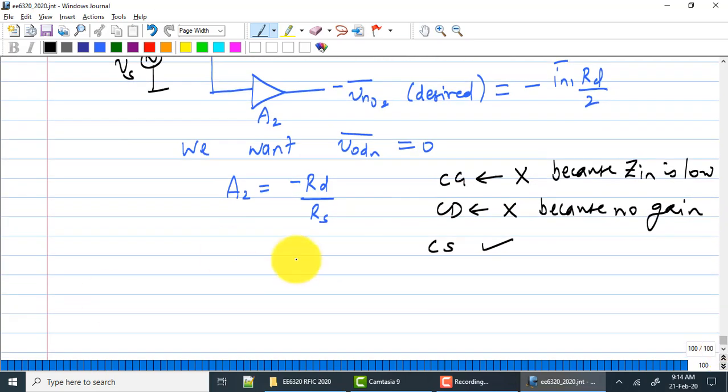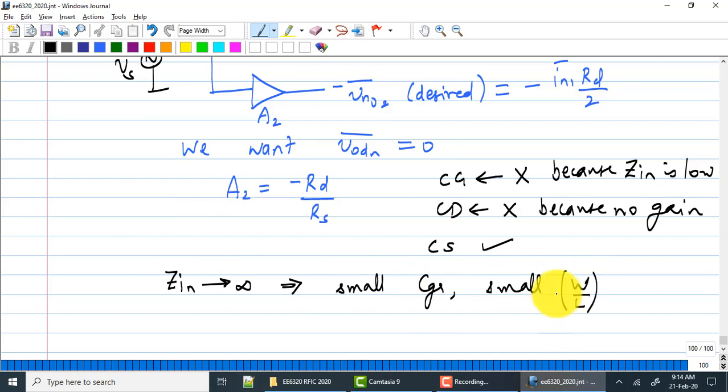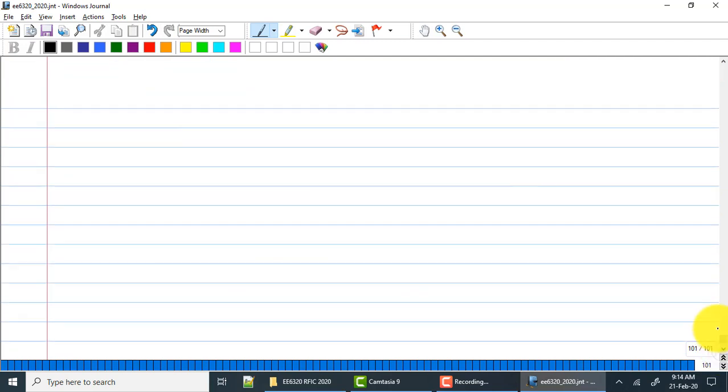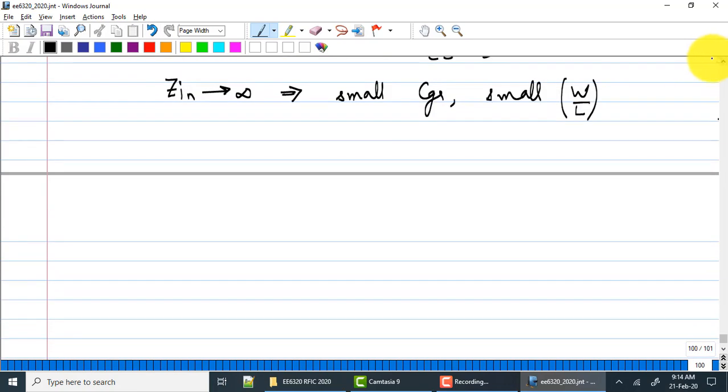So Zin tends to infinity means you choose a common source amplifier with very small W over L. What else do you need? So this will take care of Zin. This will take care of preserving Zin. What else do you need to do?